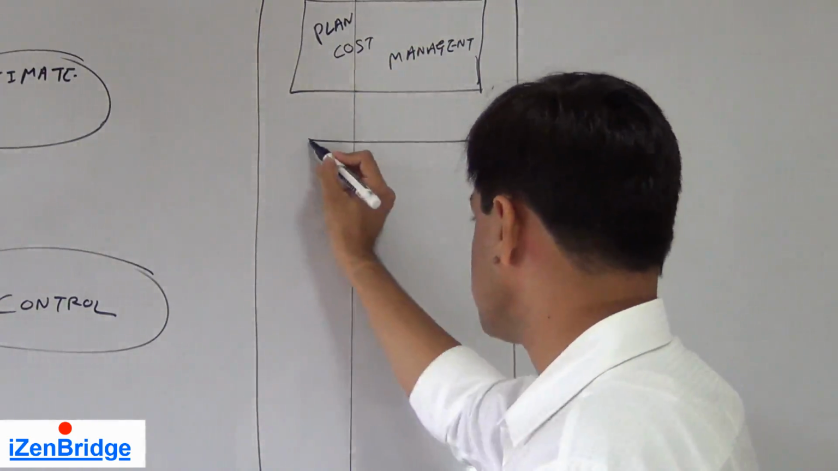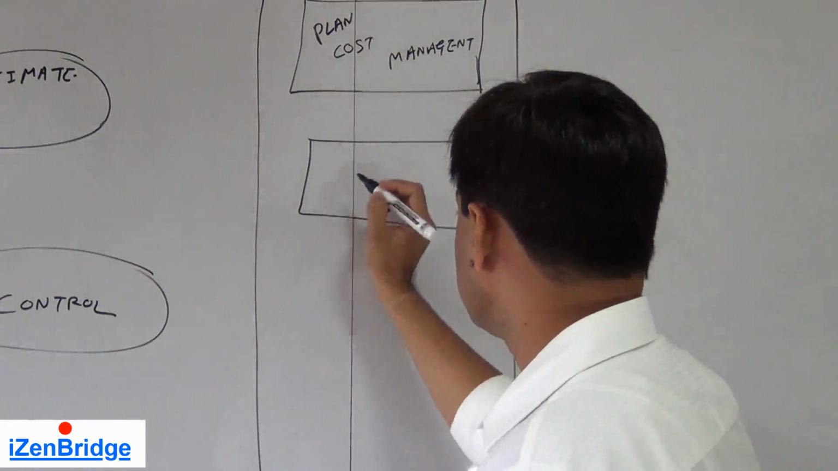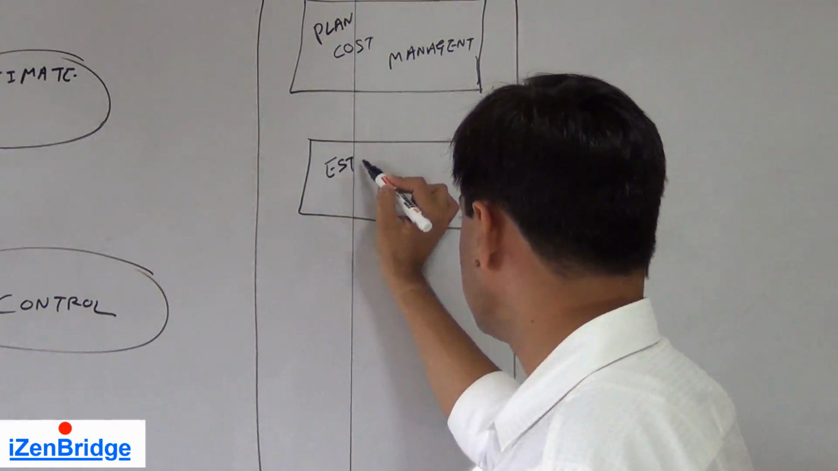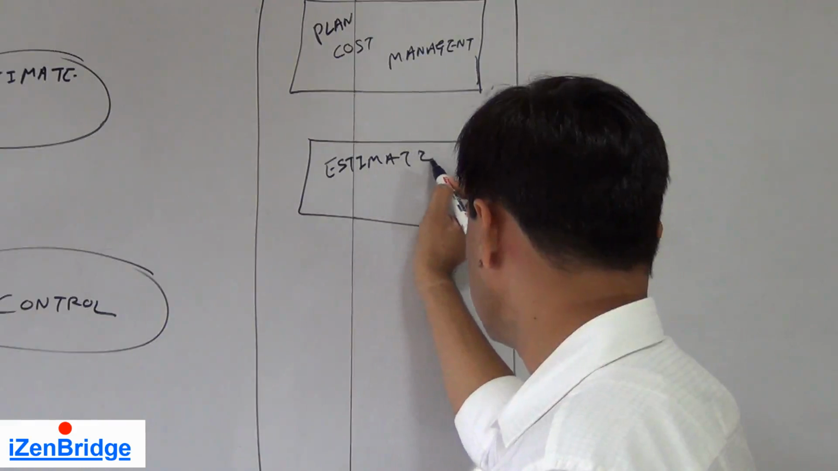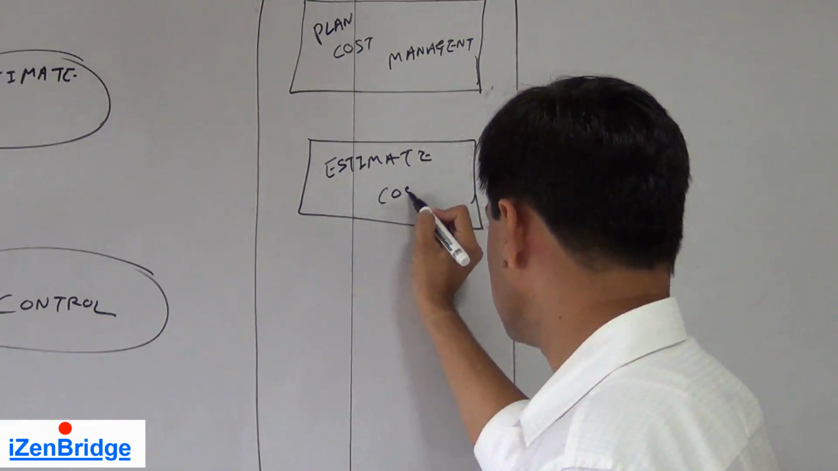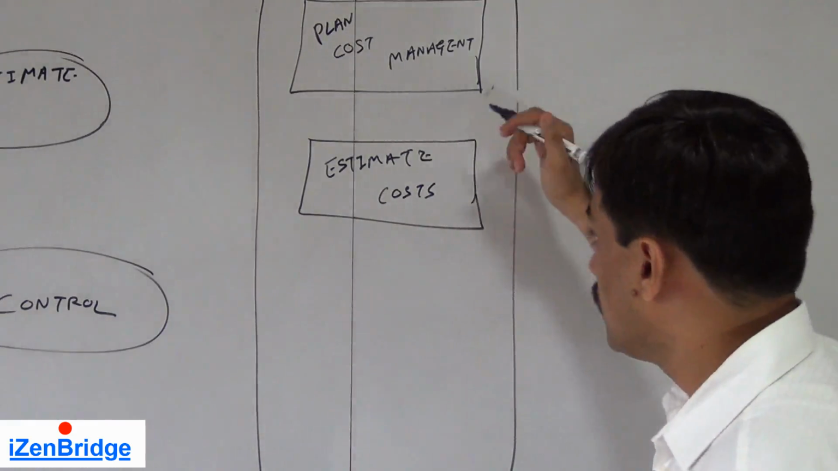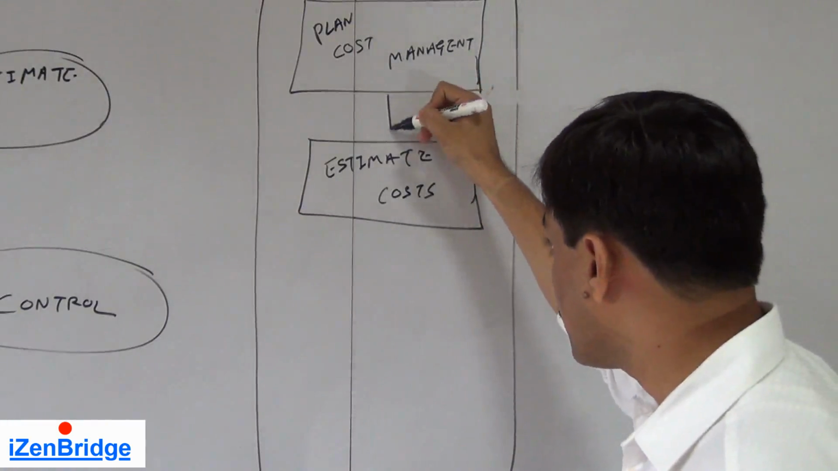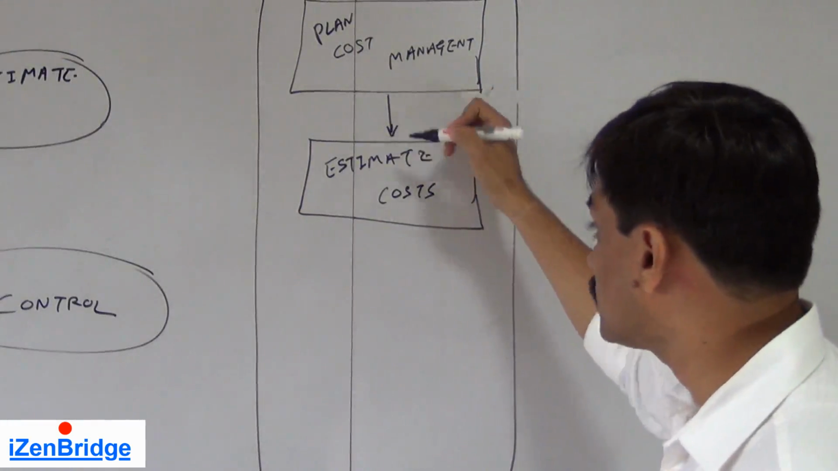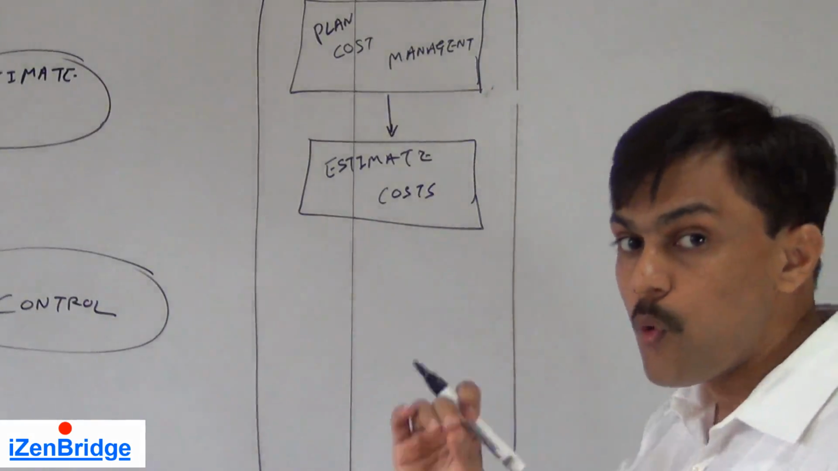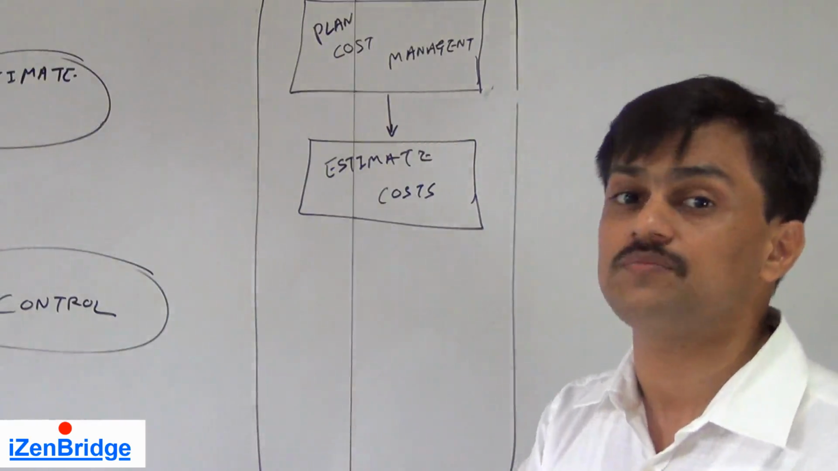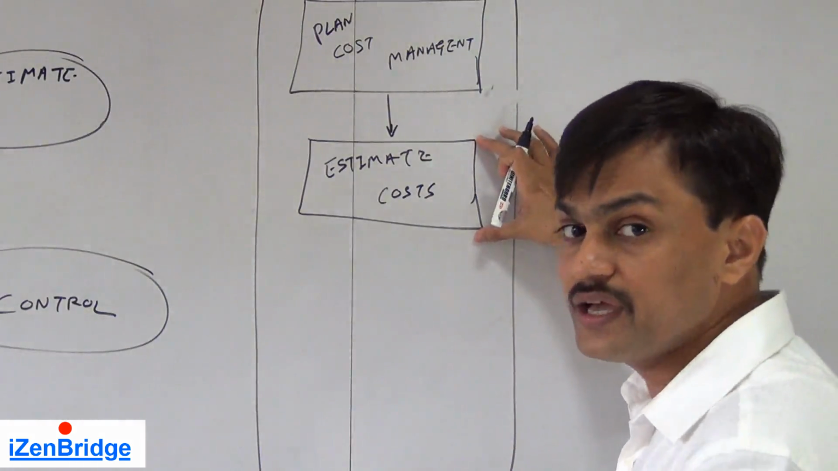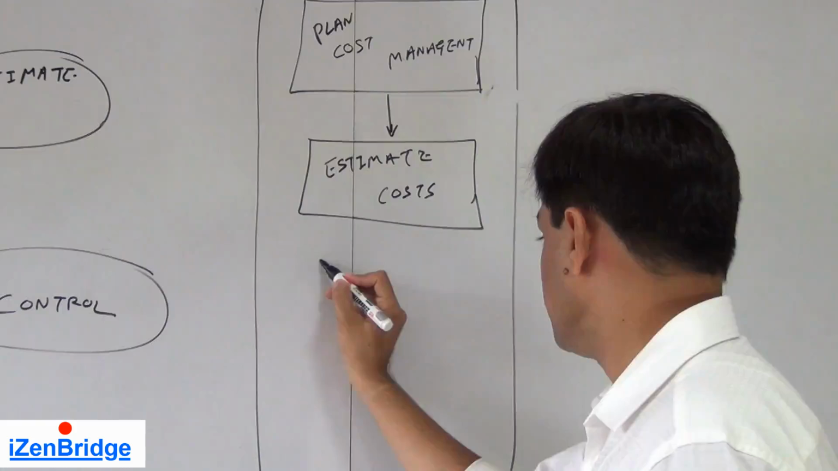The second process of project cost management is estimate costs. You can look at it as a sequential process as well. First we will make a cost management plan, and then we will start doing estimation of various activities. So this process talks about doing a cost estimation of project activities.